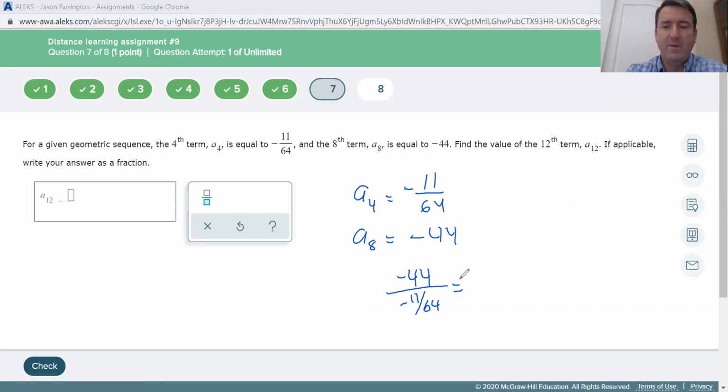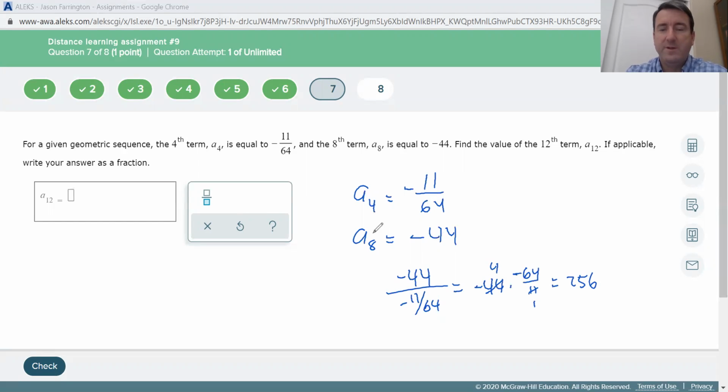Remember that dividing is the same as multiplying by the reciprocal. So this would be negative 44 times 64 over 11. That will reduce to 4 times 64. Negative 4 times negative 64 is 256. So positive 256 is the ratio between these two terms.